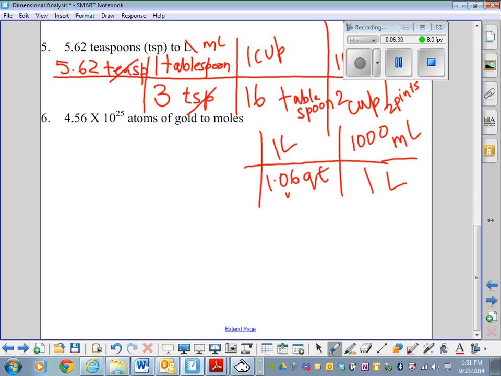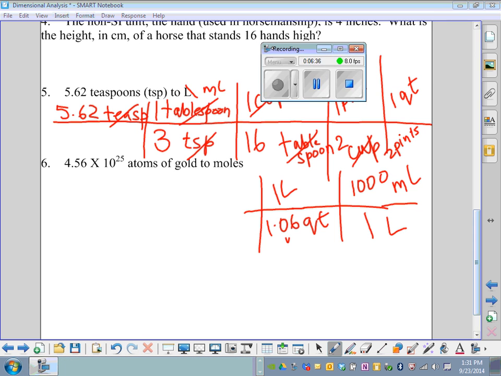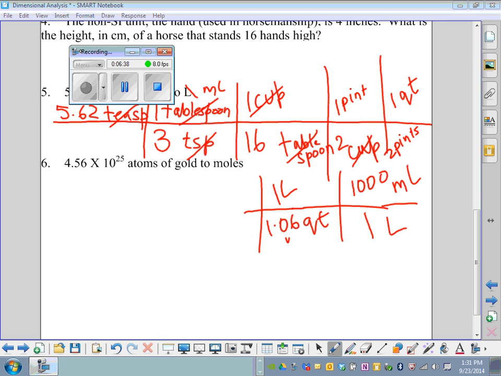Now what's my math here? What do I do? So all my like units cancel. Teaspoon, teaspoon, tablespoon, tablespoon, cup, cup. All right?